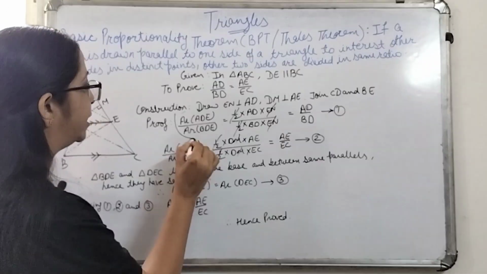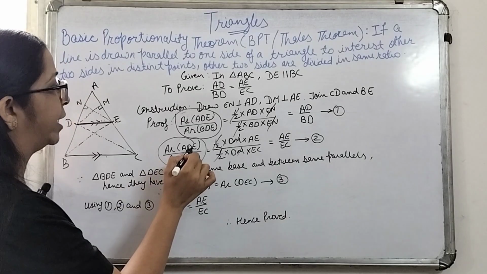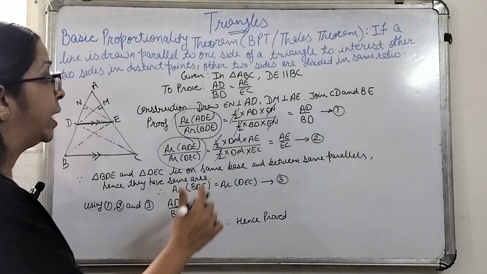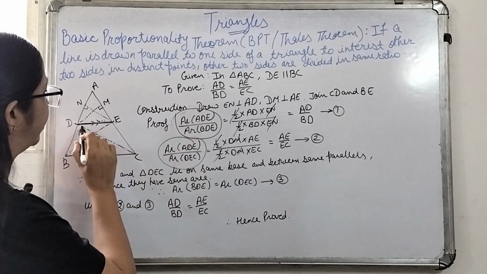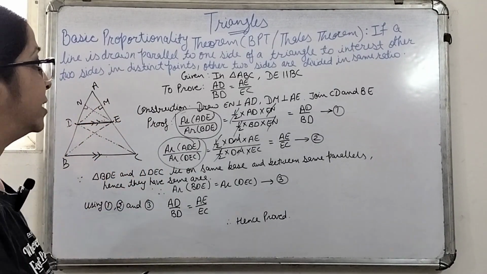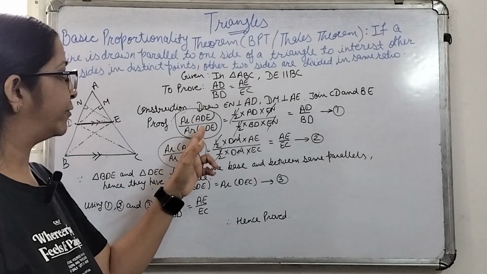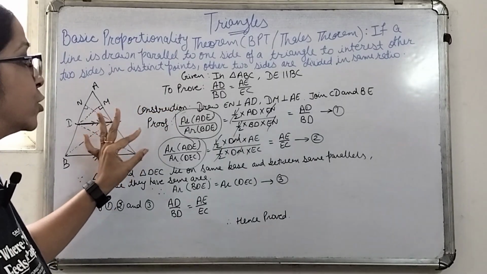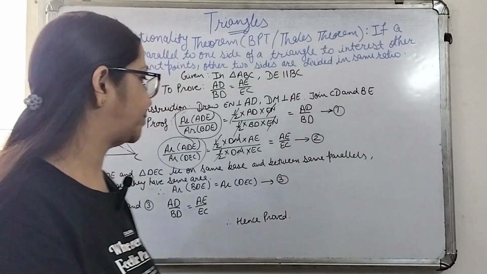Now if we compare these two parts, we can see area of ADE, area of ADE. Obviously they will be same because they are of the same triangle only. And just now we have said that area of triangle BDE will be equivalent to area of triangle DEC because they are on the same base and between the same parallels. That means this part is equivalent to this part. Numerator was already same and we have proved denominators even same. That means ratio of this will be equivalent to ratio of this. So we can say that AD over BD will be equivalent to AE over EC.